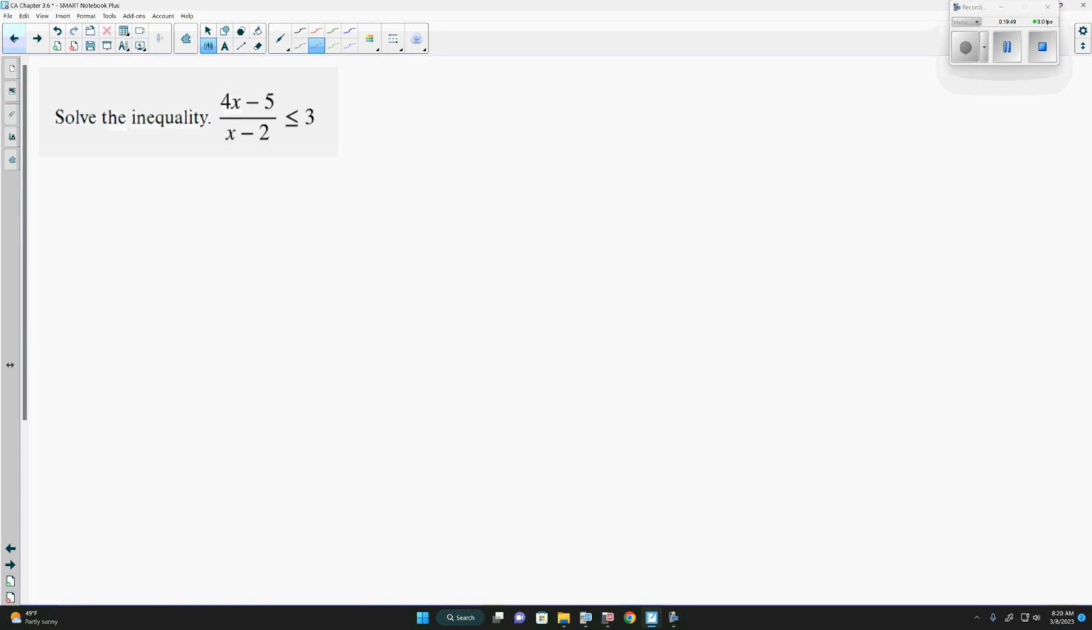We're going to do this one here. Now this one here is a little bit different because it is not equal to or less than or greater than 0. So one of the key things to doing this is for 1, getting it equal to 0.